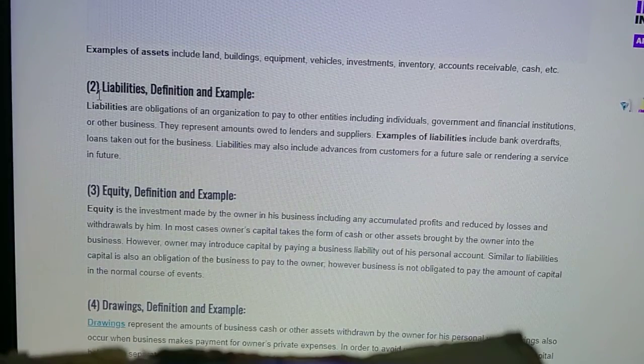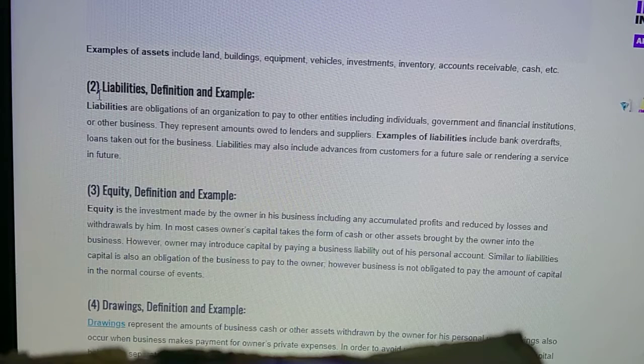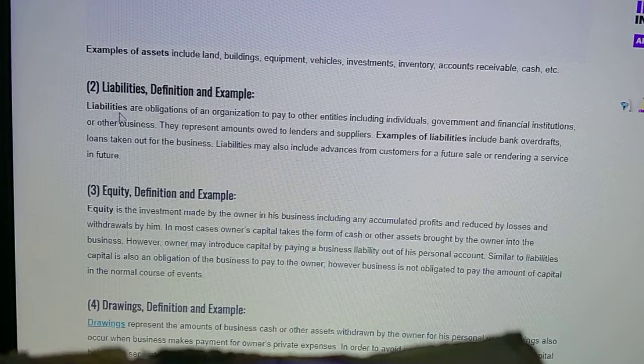So now we move ahead to the liabilities. Liabilities are those things which we need to repay. These are the obligations we need to fulfil. Okay, so these terms are known as liabilities. Liabilities are the obligations of an organization to pay other entities including individuals, government, financial institutions or other businesses. They represent amounts owed to lenders or suppliers.